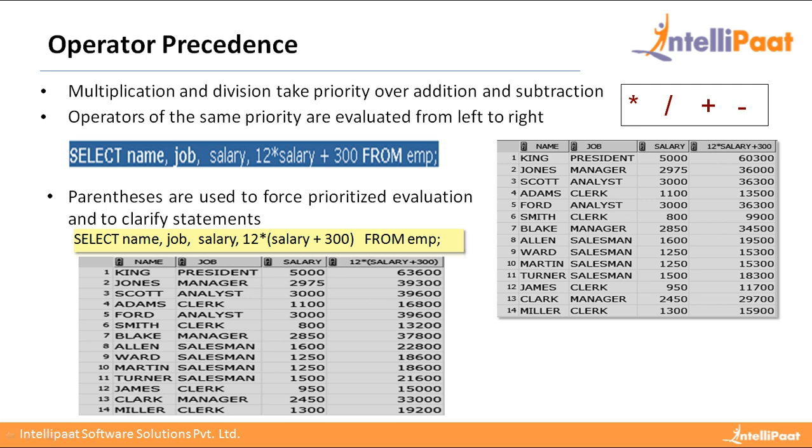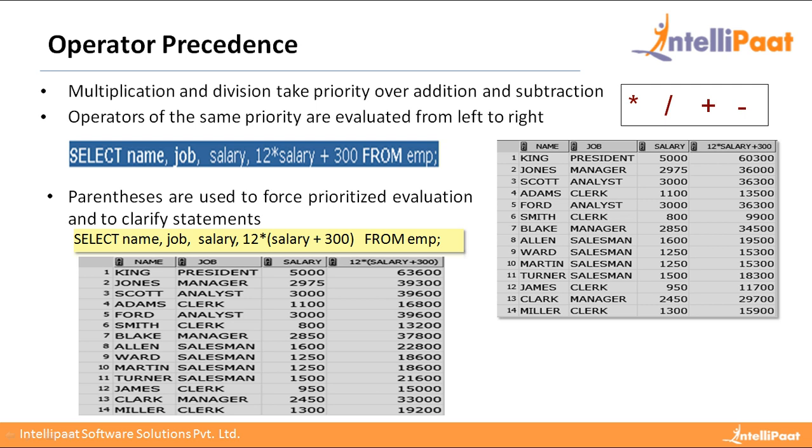When my expression has more than one operator, for example, here in this case, I have a star followed by plus. The purpose of this query is to display the name, job and salary, nothing but annual salary with an increment of 300. Now whenever I give a command like this, select name, job, salary, and this, what is happening?